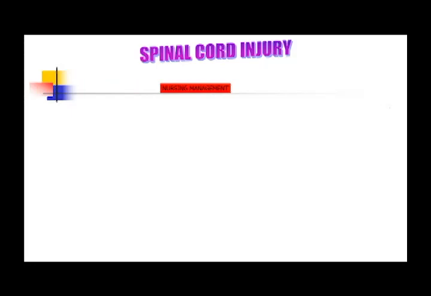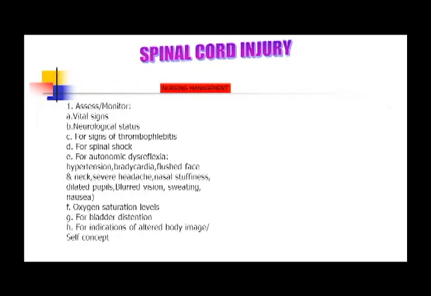Nursing management, usually, we will focus on assessment and monitoring vital signs, neurologic status, signs of thrombophlebitis. So you have to check if there are signs of thrombophlebitis or formation of thrombus, especially at the back of the knee. Spinal shock also, autonomic dysreflexia such as hypertension, bradycardia, flushed face, etc. Oxygen saturation levels should also be monitored. Bladder distension should also be monitored. If there is bladder distension and the patient cannot urinate, expect that you will be doing intermittent catheterization.